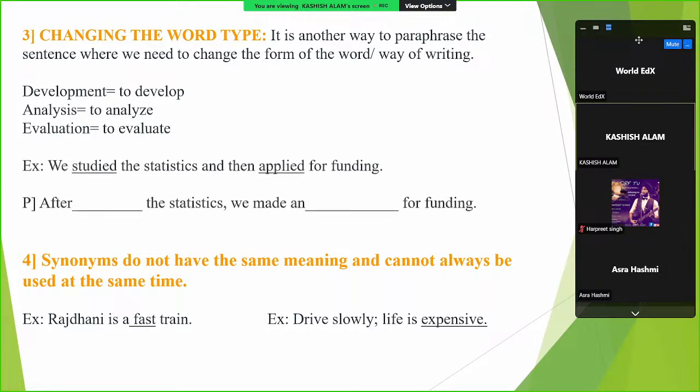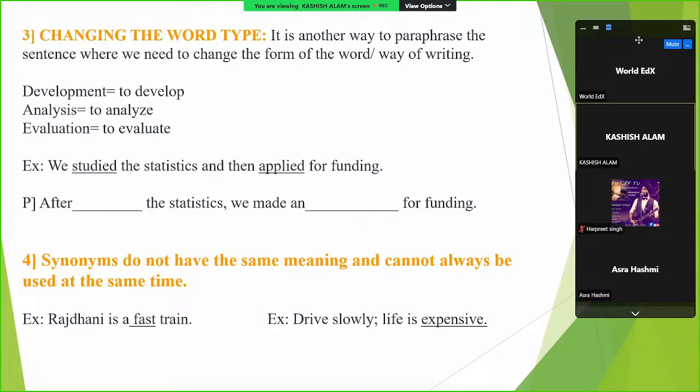It says, we studied the statistics and then applied for funding. The same sentence can be paraphrased as, after studying the statistics, comma, we made an application for funding. It's giving us the same meaning, but has been rewritten in a different way, where we tried changing the word type only. This is again a good thing to learn for the paraphrasing part.